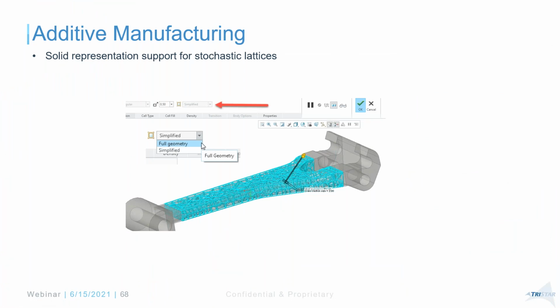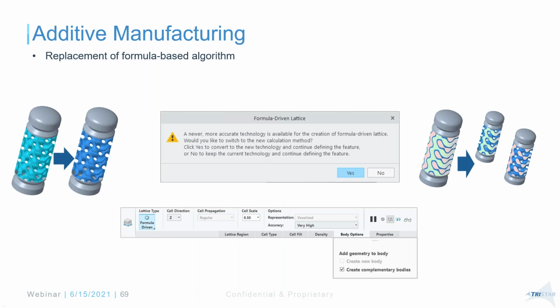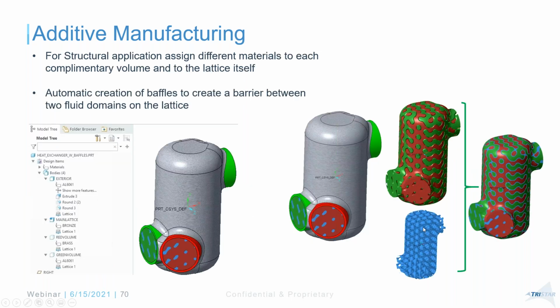It also used to use a simplified representation when it created stochastic lattices, which was introduced in Creo 6. Now they can use full geometry instead of simplified geometry. Some of the formula-based algorithms have also been improved to better include material definition. So yeah, a lot of technology improvements. It could be like a heat exchanger situation where you may want to assign different materials to each complementary volume and to the lattice itself. You're able to do that now. So it's pretty powerful there.